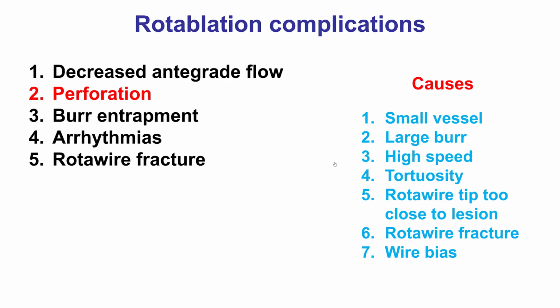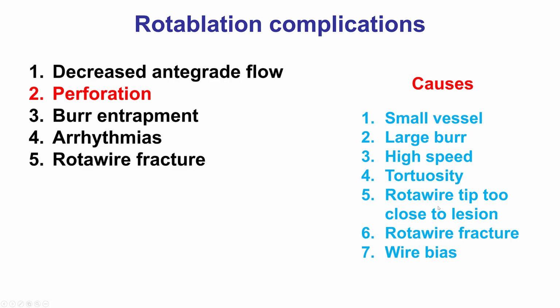The second potential complication is perforation, and actually atherectomy is one of the most quoted reasons for developing perforation. What can predispose to perforation is performing atherectomy in small and tortuous vessels, similar to dissection, having a large burr and using high speed. Also, another potential cause is doing atherectomy close to the tip of the guide wire.